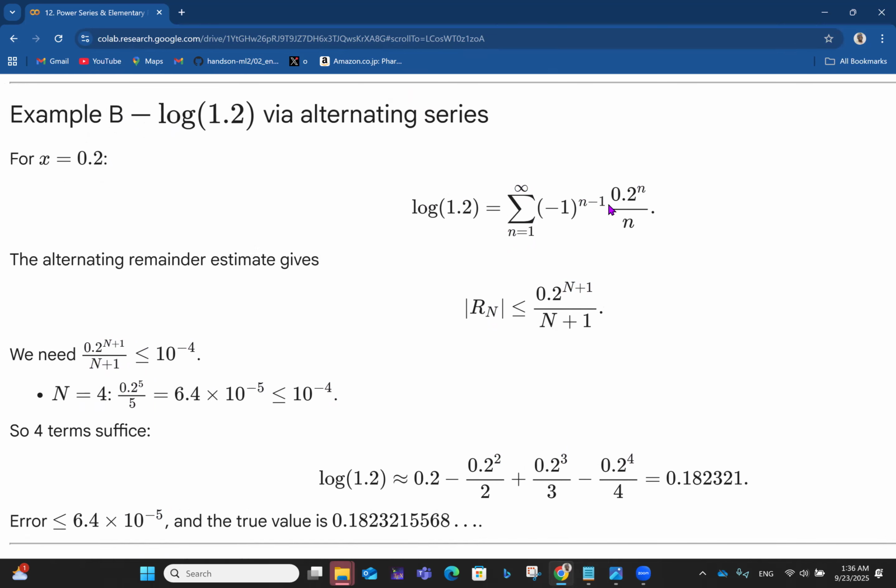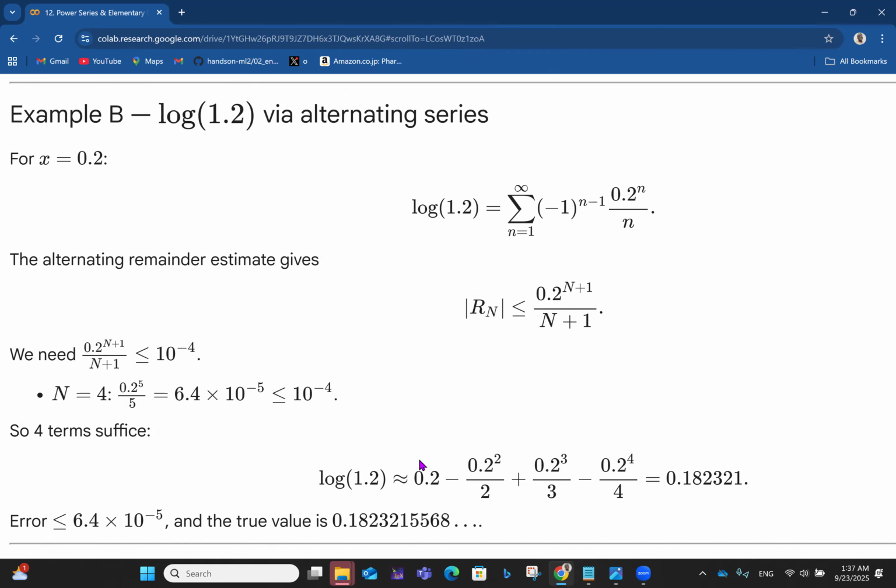So the alternating remainder estimate gives the absolute value of R_n to be less than or equal to 0.2^(n+1) over (n+1). So we need 0.2^(n+1) over (n+1) to be less than or equal to 10^(-4). Okay, so for n equals 4, you have 0.2^5 over 5, and that is 6.4 times 10^(-5), which is less than or equal to 10^(-4). Okay, so that tells us that 4 terms should suffice.